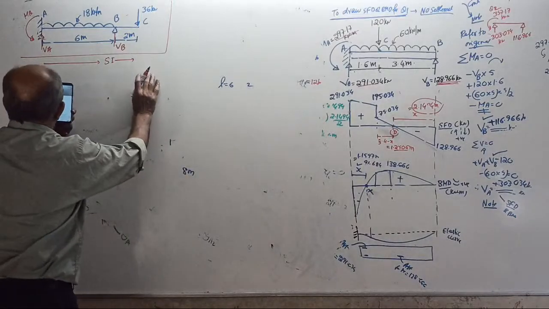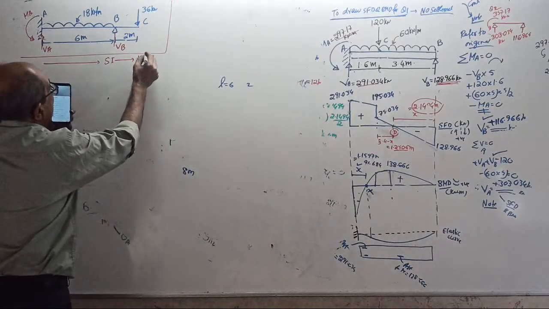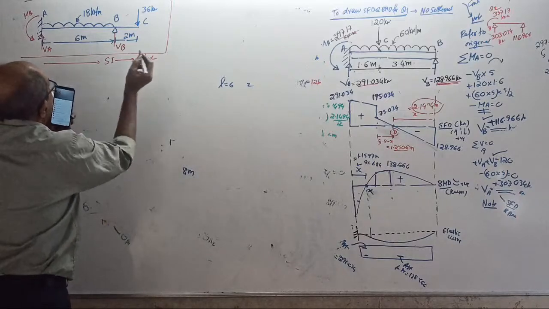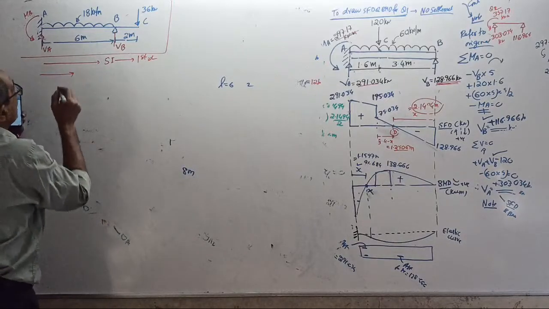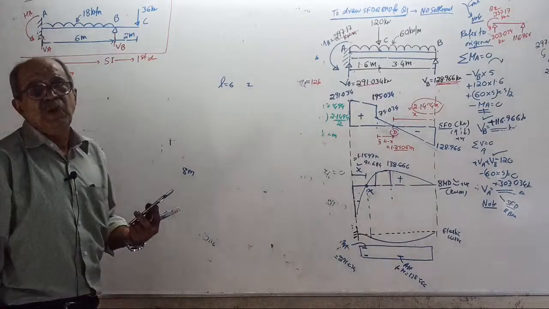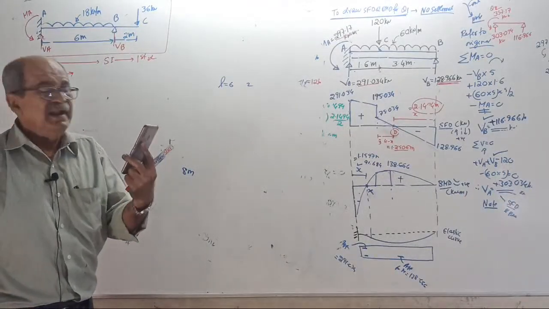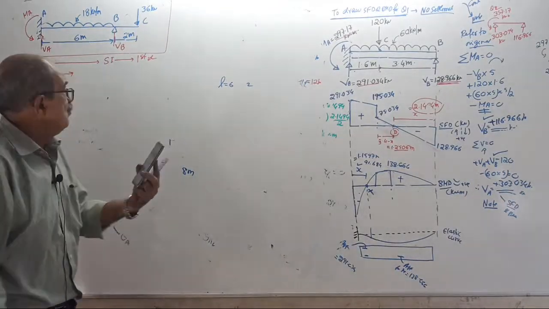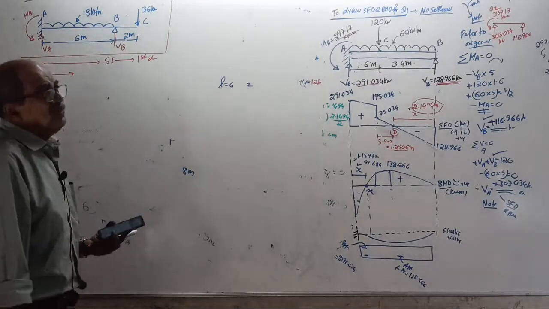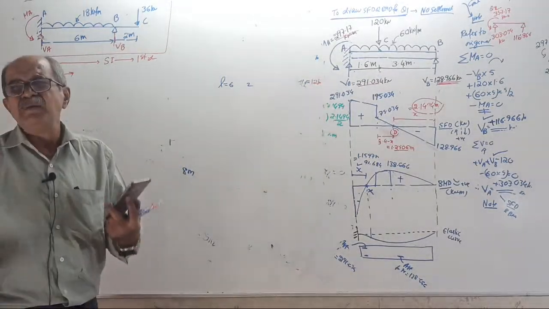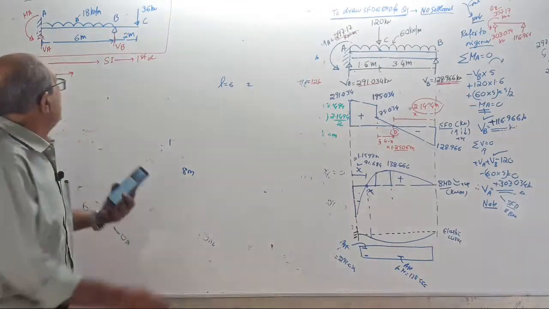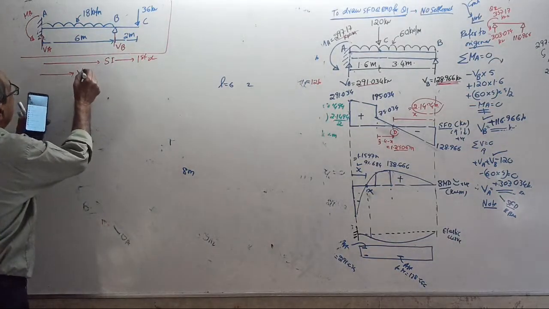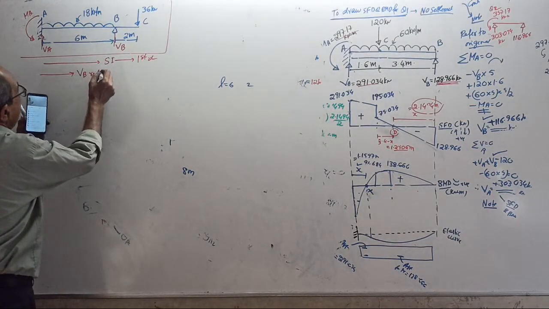Statically indeterminate to what degree? First degree. You choose a redundant. Which one? Don't waste time, take MA as redundant. Normal problem solve. VB redundant. Take VB as the redundant.